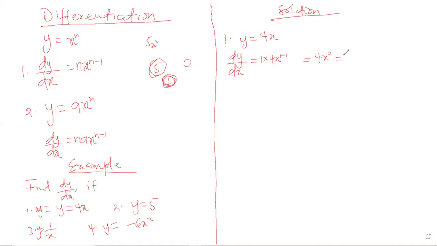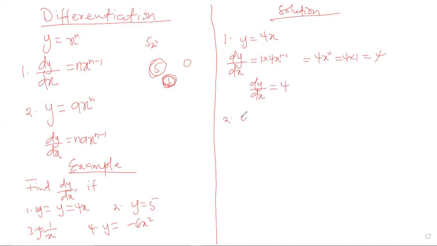So we see 4 times 1 is equal to 4. So now when you differentiate y is equal to 4x, it is equal to dy/dx is equal to 4. Simple. Now let's move to the second question.